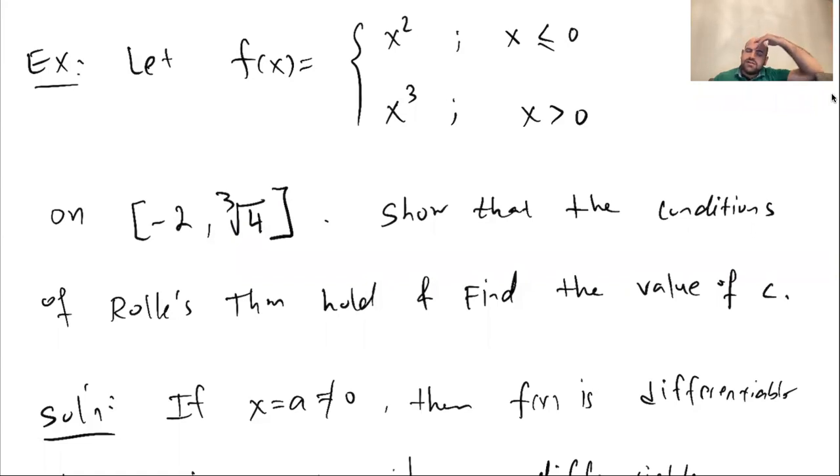So the middle of the interval here would be -2 plus cube root 4, the whole thing over 2, which is some number, but that number will not be 0. It's just a number between these two numbers, -2 and cube root 4, but it's not 0. But the value of C here is 0. So that means the value of C in this example is not in the middle of the interval, because the middle of the interval is some number other than 0.